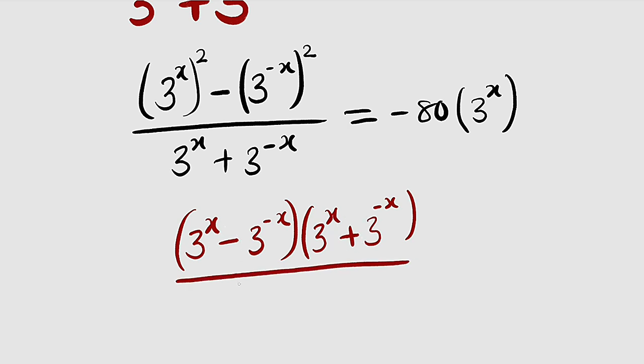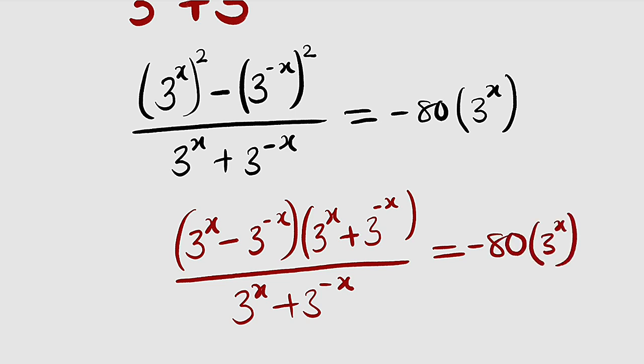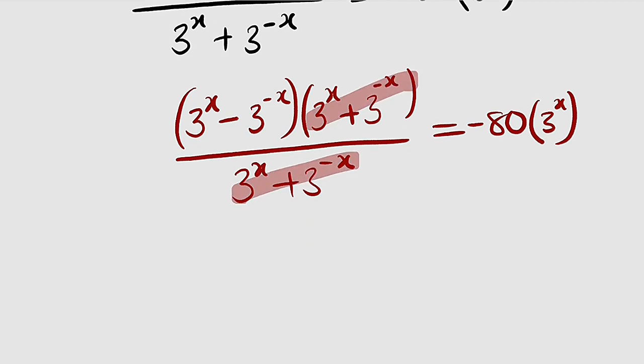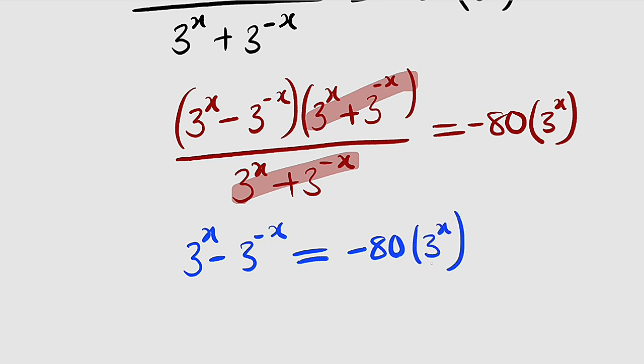You divide by 3 to the power of x plus 3 to the power of negative x. The right hand side remains negative 80 multiplied by 3 to the power of x. If you observe, this and this are exactly the same, so they will cancel. What we have left on the left hand side is 3 to the power of x minus 3 to the power of negative x. This is equal to negative 80 multiplied by 3 to the power of x.